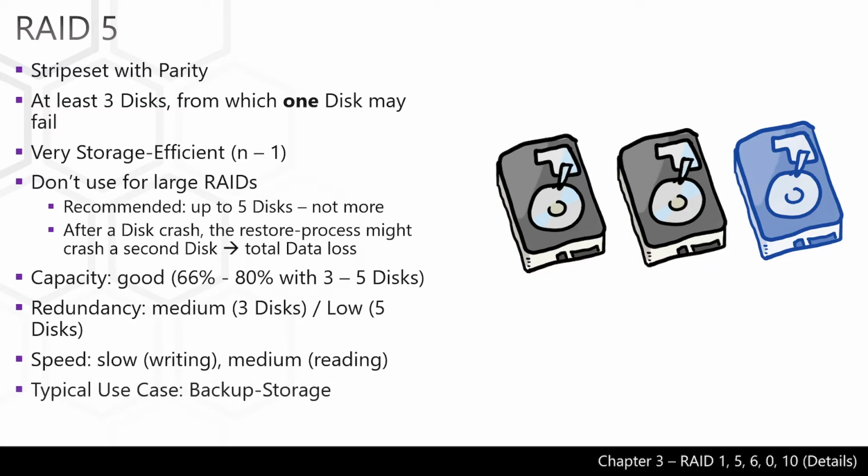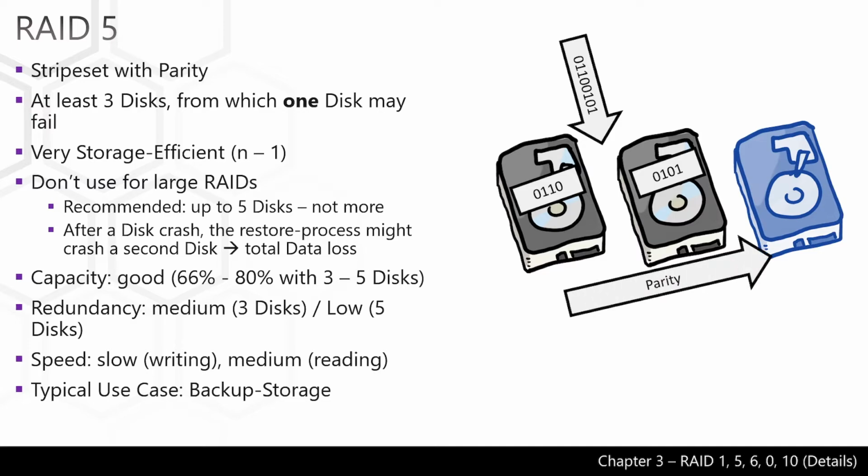A typical use case for a RAID 5 is a backup storage, where you have a lot of data, and if the RAID fails, it's not that big of a catastrophe. So data arrives on the RAID, and it will be split to 2 of the 3 disks in this example, and the parity information will be calculated and stored on the 3rd disk. Let me remind you, this is just an example. The actual implementation may differ from manufacturer to manufacturer, but the principle stays the same.